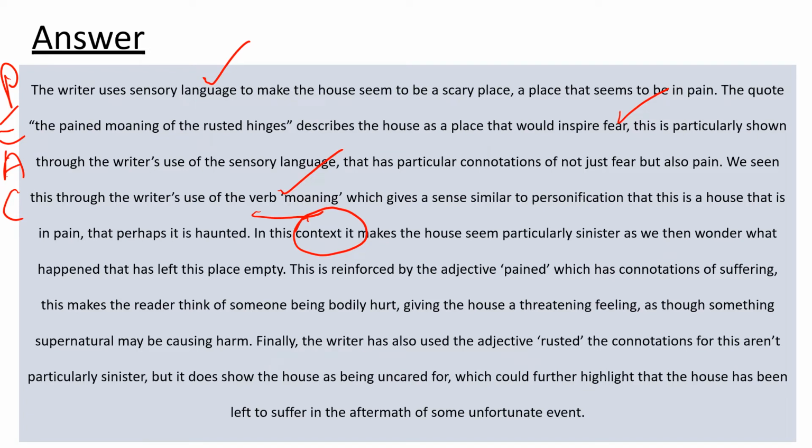This is reinforced by the adjective pained. So once again, I'm just doing my zooming in, which has got connotations of suffering. This makes the reader think of someone being bodily hurt, giving the house a threatening feeling, as though something supernatural may be causing harm. Finally, the writer has also used the adjective rusted. So I'm just constantly using my technical language. The connotations for this are particularly sinister, but it does show the house as being uncared for, which would then further highlight that the house has been left to suffer in the aftermath of some unfortunate events.